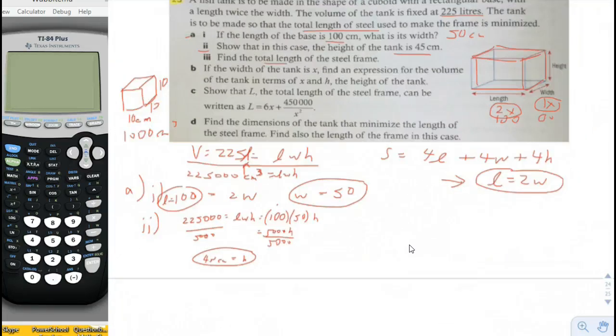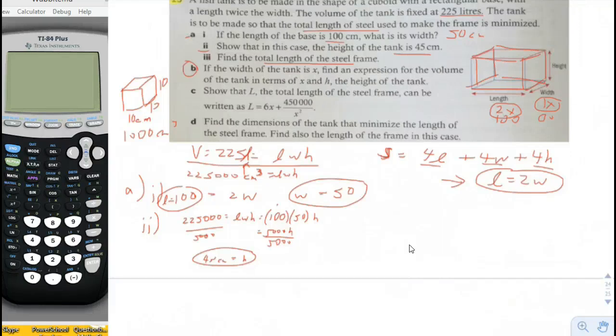And then find the total length of the steel frame. So the total length of the steel frame, we'll call it S for steel frame, is 4 times L plus 4 times W plus 4 times H, because those would be all the steel lengths. Okay, there would be 12 total, 4 in each direction.